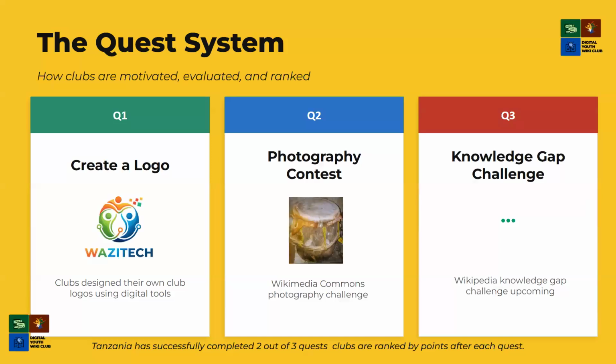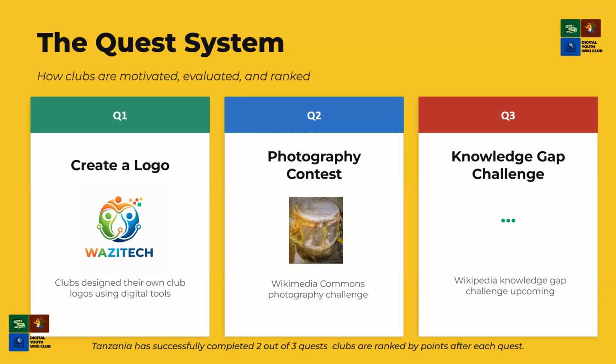So how does the project go and how is it implemented? Our objective was to give the youth the chance to learn digital technologies, but also to learn leadership skills, and to bring them onto Wikimedia projects. We did that by having quests or challenges that each club participates in, and they get rewards or marks.